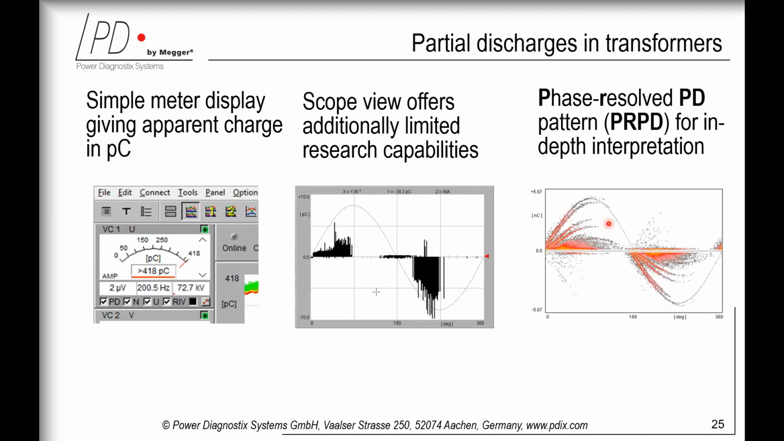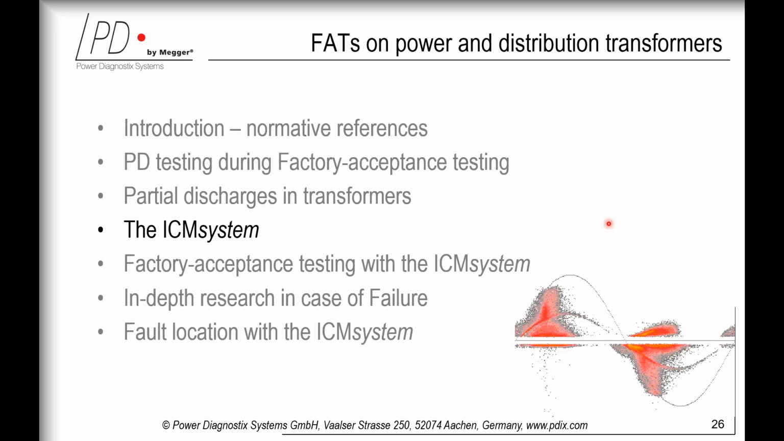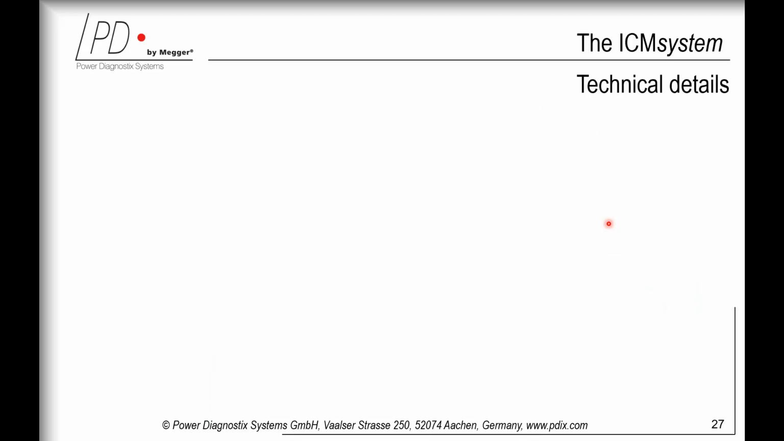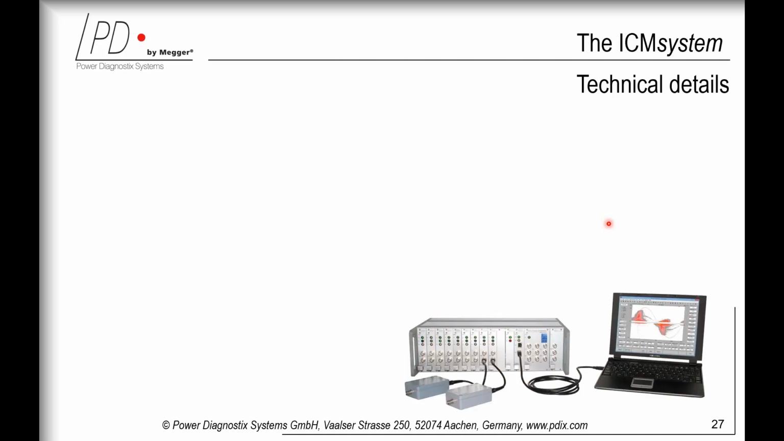So after giving this short overview about the behavior of partial discharge in transformers, let's come now to the ICMsystem itself. The multi-channel version of the ICMsystem has been developed with focus on PD testing of power and distribution transformers. First, we will give a short overview of the features of the instrument itself before coming to the other parts of the measurement chain together with the software.